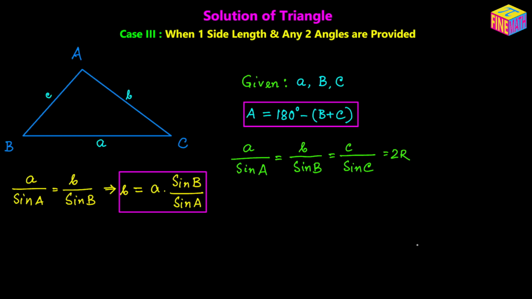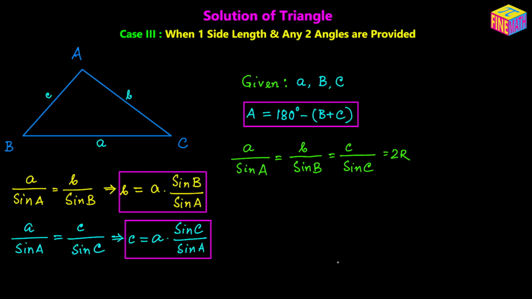Now let's calculate the third one, and the third one will be the side length c. For that, I'm going to use the two ratios like this: a over sine A is equal to c over sine C, and from here we can easily say that c will be equal to a times sine of C over sine of A. And that is the length of the side c, which is actually the side AB in the diagram. AB is represented by lowercase c, and this will be the value of c.